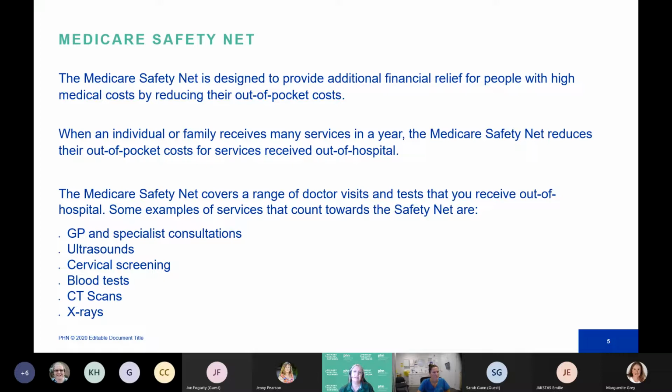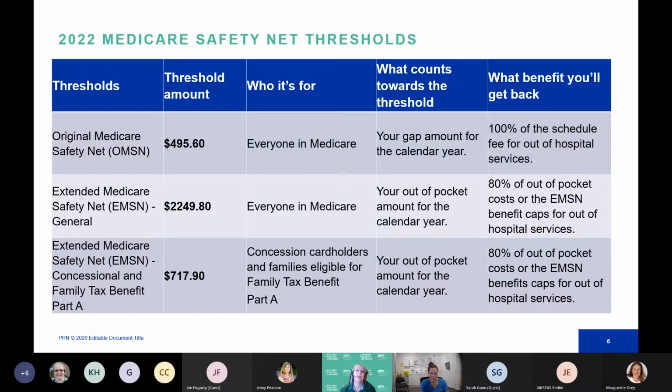So under the EMSN, once the annual threshold is met, Medicare will pay up to 80% of future out-of-pocket costs for any eligible out-of-hospital services for the remainder of that calendar year, so they will get a fair proportion of their out-of-pocket costs covered. A limit or a cap exists for a small number of services, including obstetric, assisted reproductive technology, and consultations with GPs, specialists, and allied health professionals. It does get a little bit confusing, but this next slide will hopefully explain it a little bit easier.